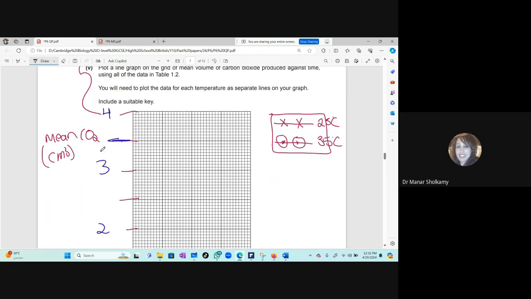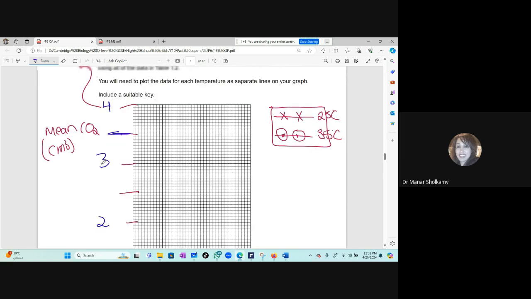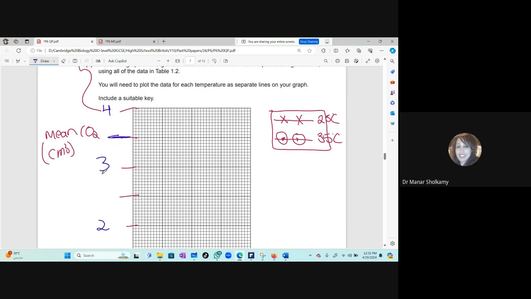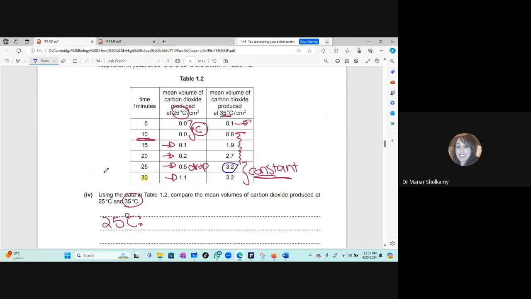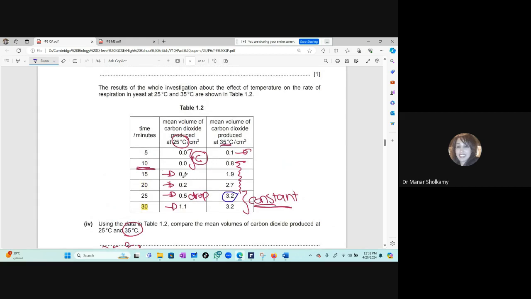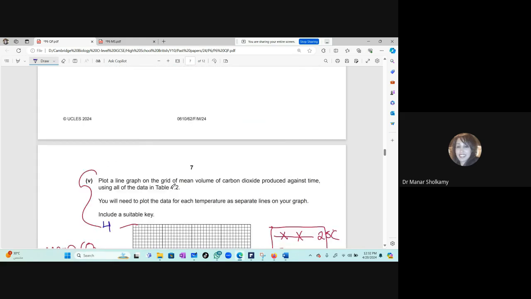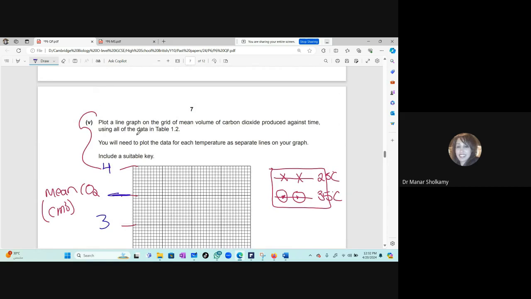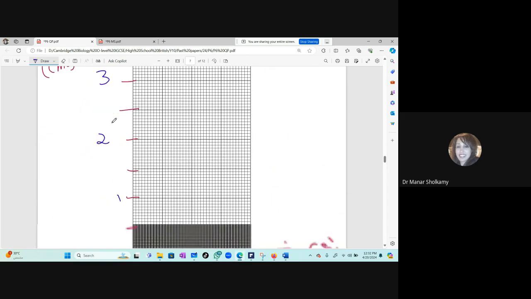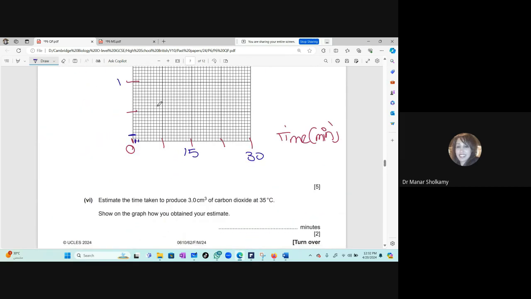Did you do this graph? Did you plot this graph? Okay, I'm not going to plot it now online. It will take an hour on its own because it's very difficult to plot online. Do it, please, and send me the final graph. Okay? And you will plot both graphs.